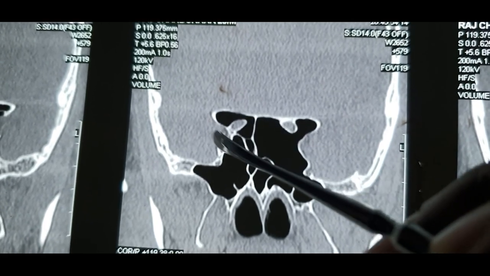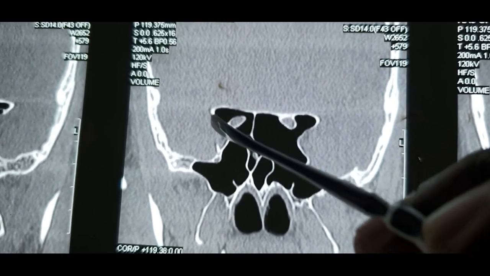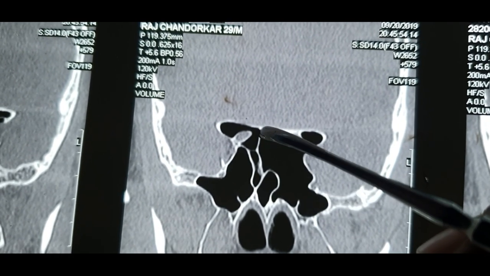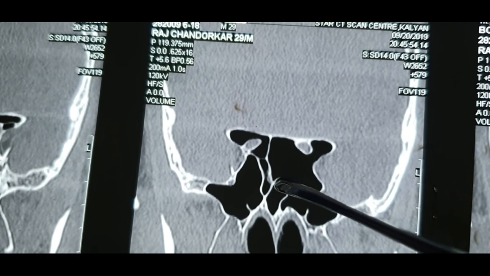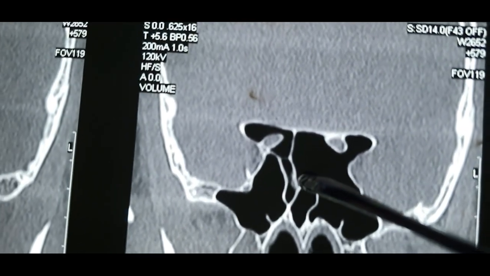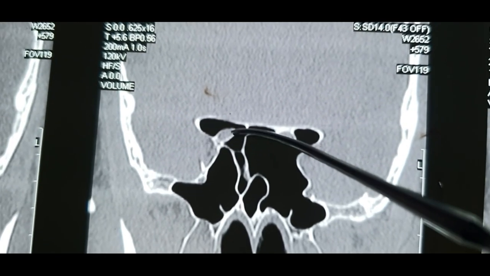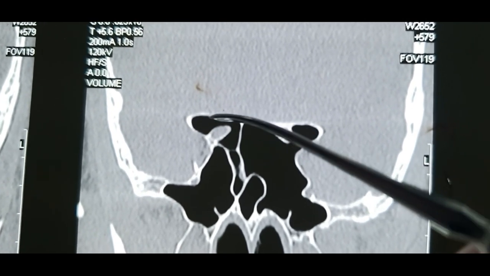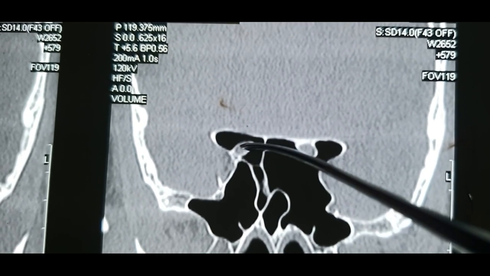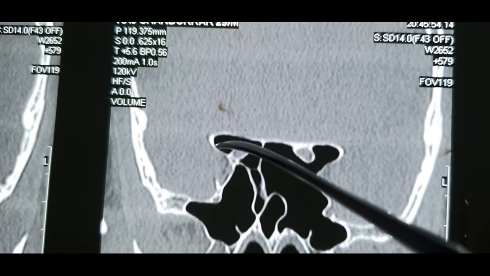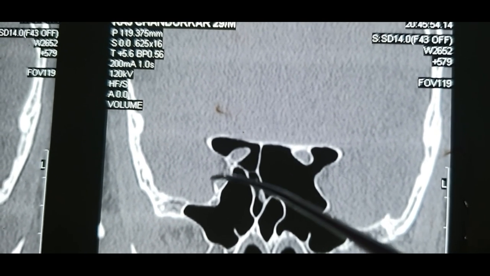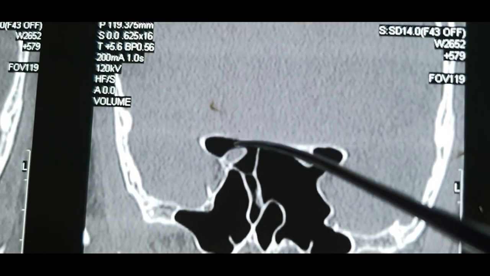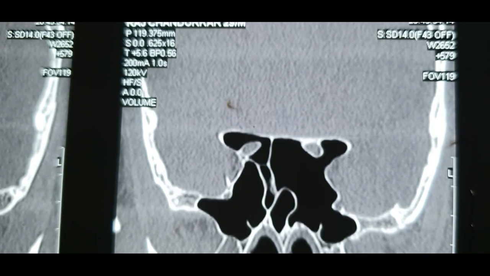The most important finding here, I'll tell you, this is the Onodi cell. You see, this is the intersphenoidal septa, like this. This is a very weird pattern of pneumatization, but this cell could be an Onodi cell in which the optic nerve on the opposite side is running into the cell called the Onodi cell, and this is the internal carotid artery bulge. So the internal carotid artery bulge is in the sphenoid sinus proper, and the optic nerve is bulging into the Onodi cell. So what is an Onodi cell?